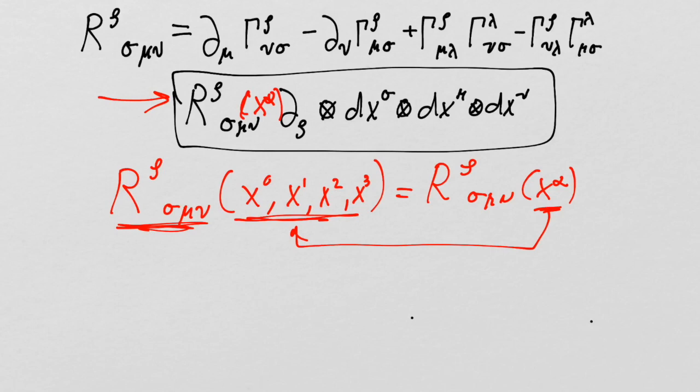So, and what does that mean? That means, of course, at every point of space-time, you can calculate a tensor that has this basis that's located at each point in space-time, and you can calculate the value of this tensor at every point in space-time.